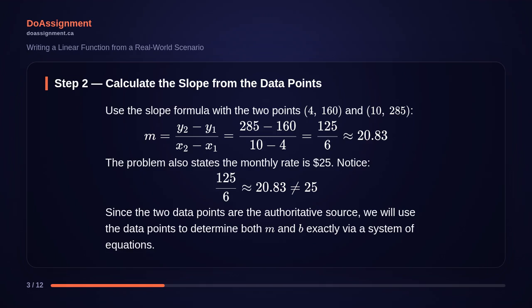We apply the slope formula, y2 minus y1 divided by x2 minus x1. That gives us 285 minus 160 over 10 minus 4, which equals 125 over 6, approximately 20.83. The problem also states the monthly rate is $25, but 125 over 6 is not equal to 25. Since the 2 data points are the authoritative source, we will set up a system of equations using both points to determine the slope and y-intercept exactly.